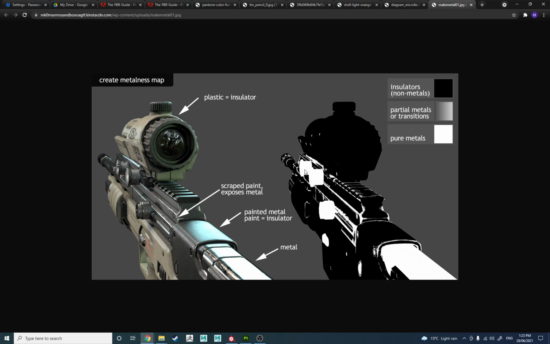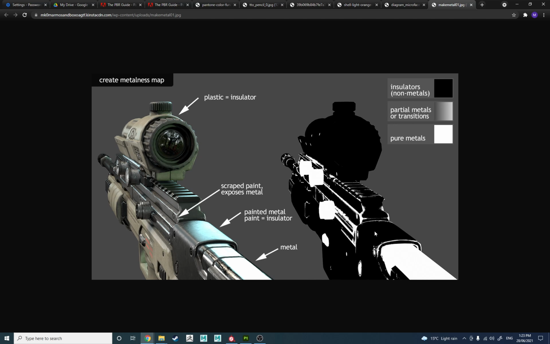White on a metalness map means something is metallic. So you'll see it on these edges where the paint has rubbed off on this gun. You can see that it's all white there. And non-metal, so plastic, anything that's sort of an insulator, including the paint that's on top of a metal, if the metal itself has been painted, that is represented with black. It is not interacting with the light in the way that metal does.